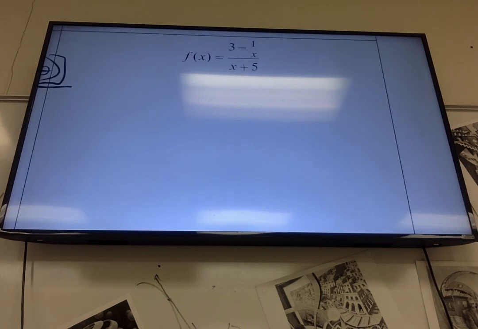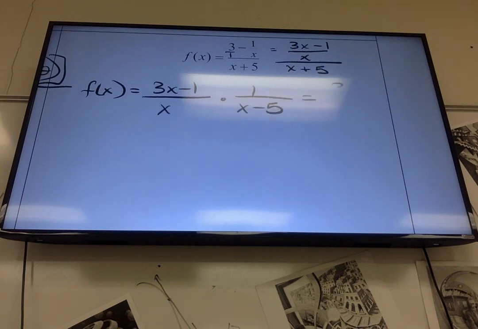To do a problem like this, you would need to simplify the top first. Well, the whole thing, really. I would butterfly the top, so I would make it 3x minus 1 over x. Then you can keep change flip. You get 3x minus 1 over x squared minus 5x. So this is what we're taking the derivative of. Then we do low D high minus high D low, square the bottom, and away we go.